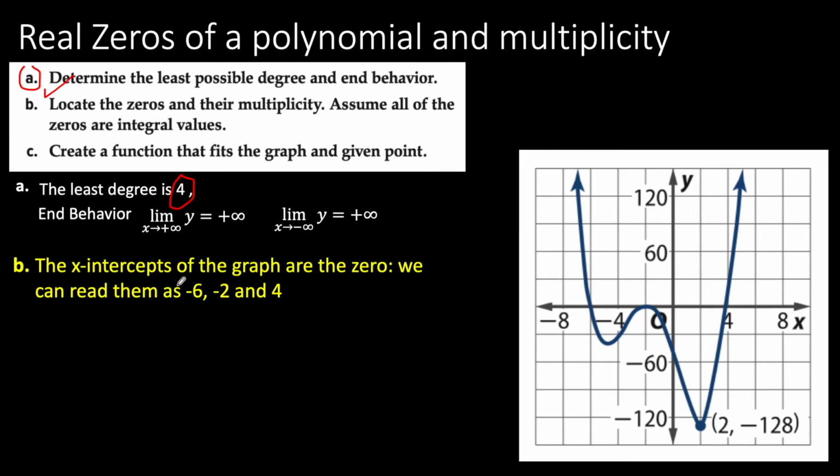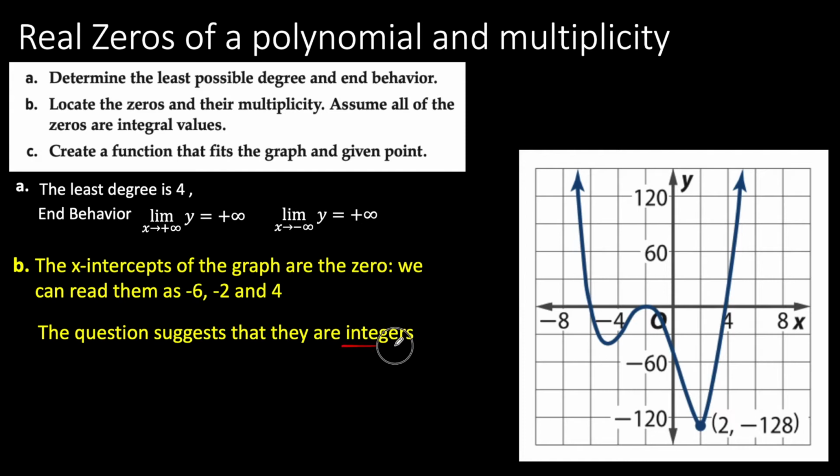So we can read from the graph -6 at this point. The x value here is -6. Look at the scales. It goes in 2s: 2, 4, 6, 8, and -2, -4, -6, -8. That's another one, and 4. These are the x-intercepts, and these are the zeros. The x-intercept is the 0. The question suggests that they are integers, so that's why I took -6, -2, and 4 as integer values. So there is no decimal.